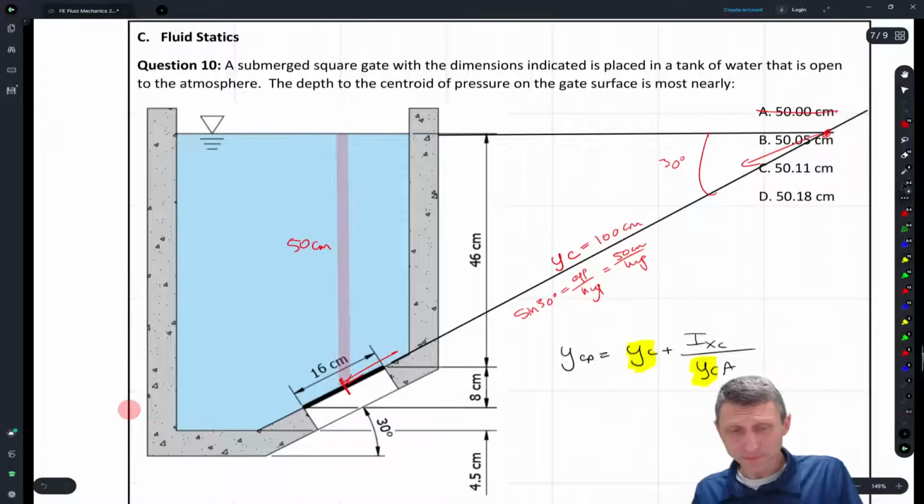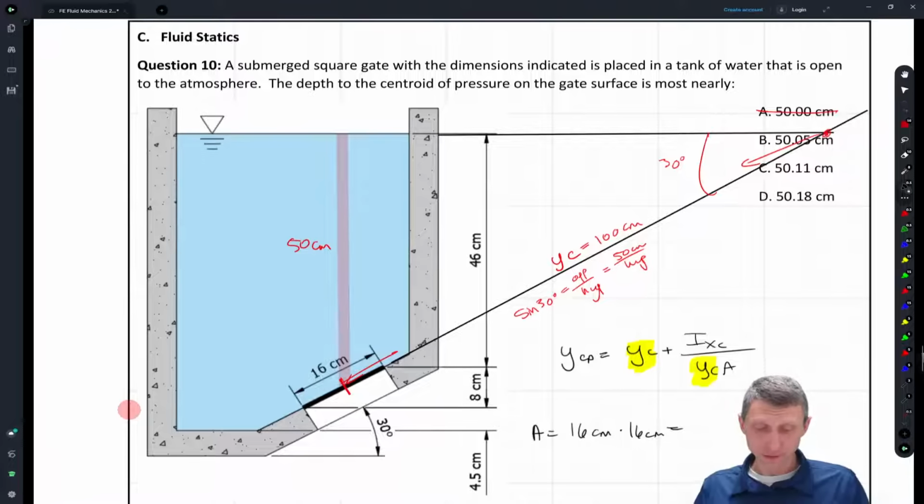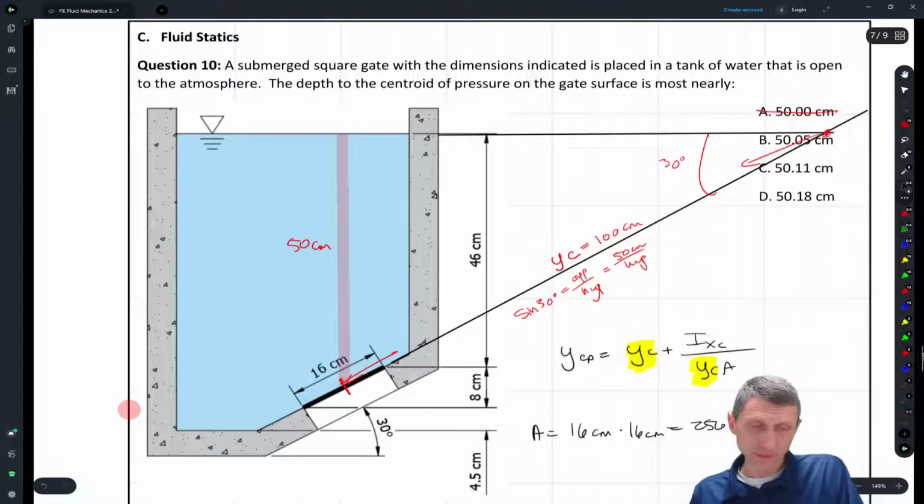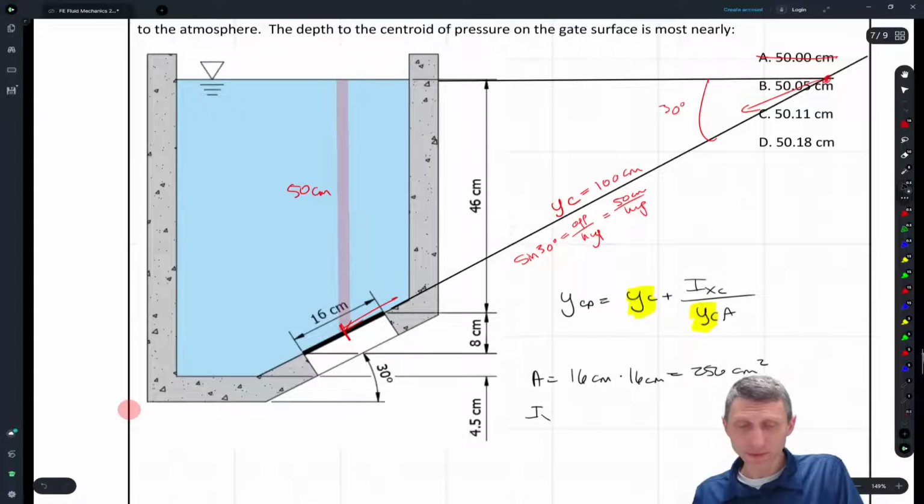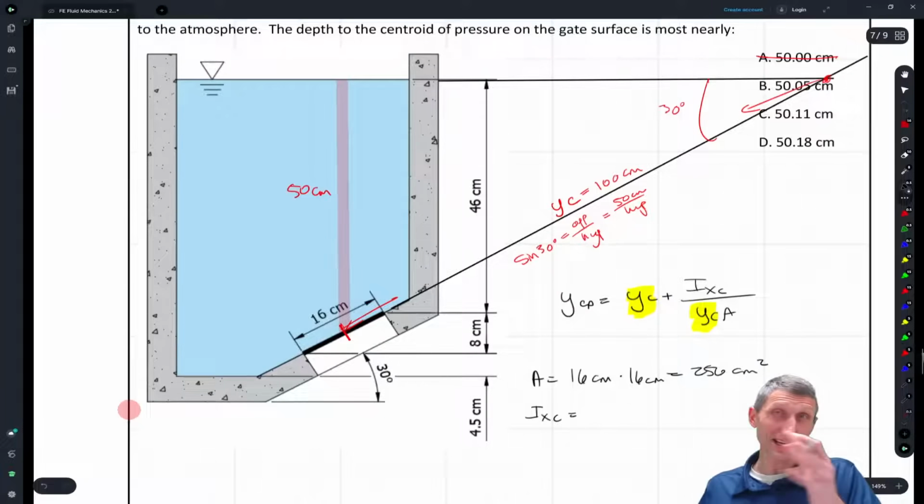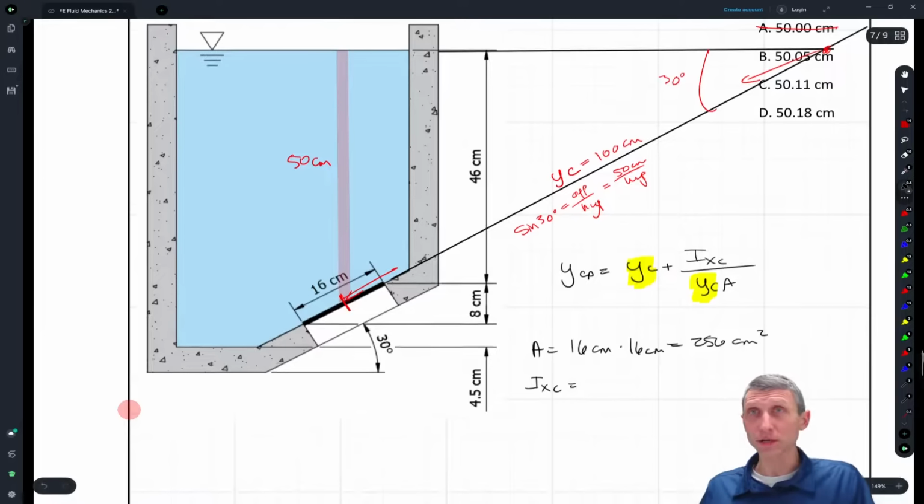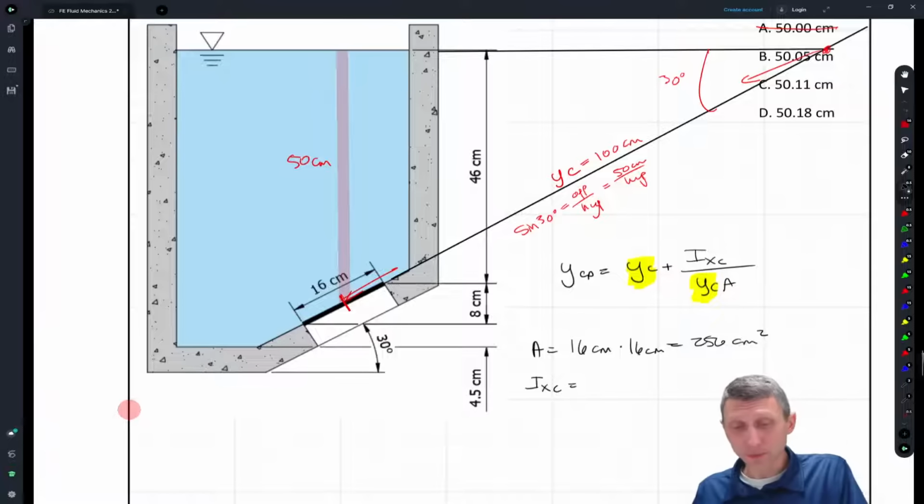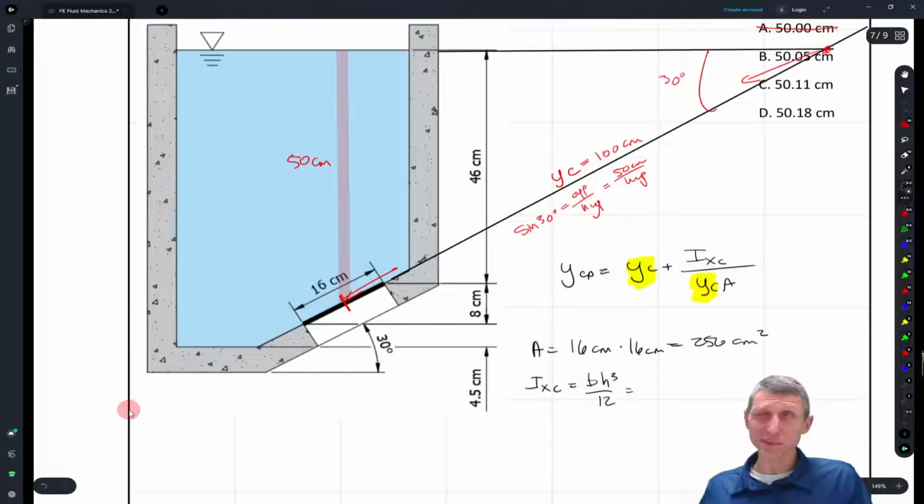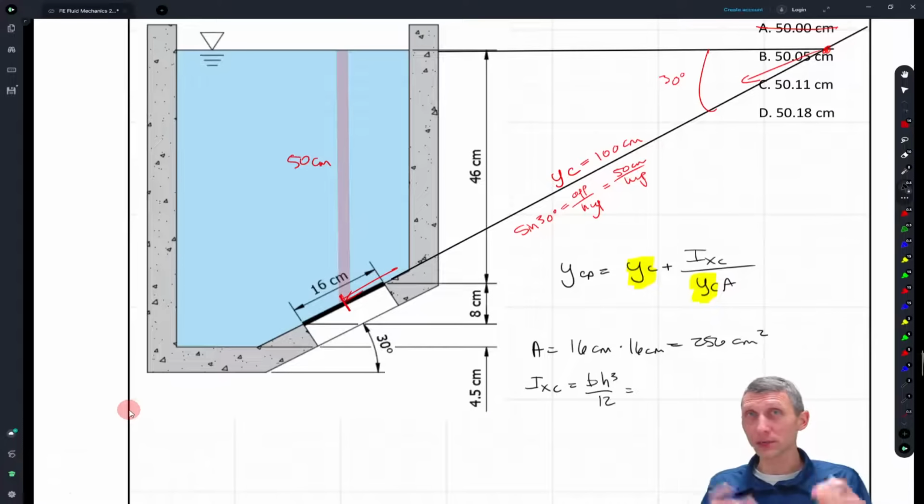The area of the plate just equals what? 16 centimeters times 16 centimeters. What's that? 16 times 16 is going to be 256. Okay, and what's IXC? Again, if we go back to strength of materials, you remember the moment of inertia of a rectangular section. It's going to be BH cubed over 12. You can look that up in the mechanics of materials section, but this is one that I think is worth knowing, just the BH cubed over 12.